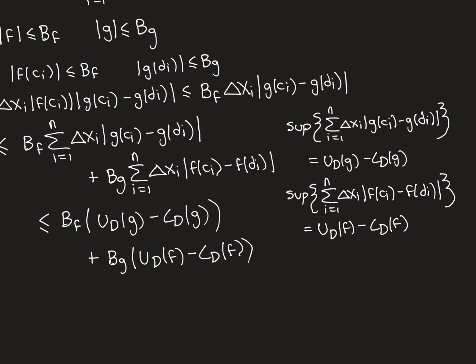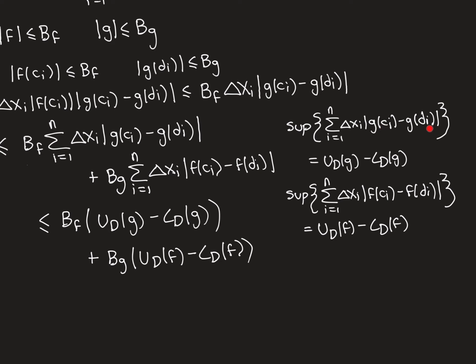So just to make sure this is crystal clear, I've written out these sets here. If we took these sorts of sums for the function g and put them all into a set, that's the set we've got here. So all these sums from i equals 1 to n of delta x_i times the modulus of the function evaluated at c_i minus the function evaluated at d_i, where you're allowed to use any sequence of points c and any sequence of points d.